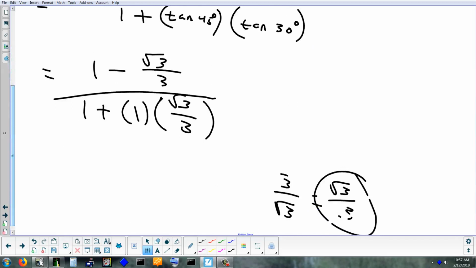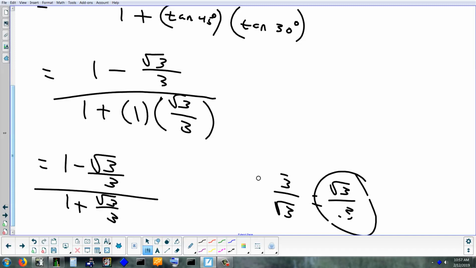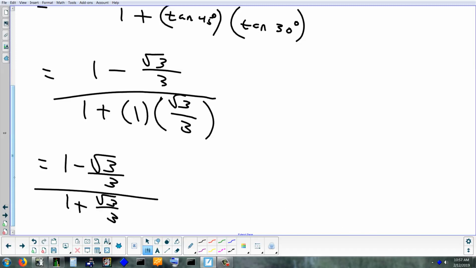So let's see if we can just clean it up a little bit. As far as the trig, that's done. We're just going to try to do a little arithmetic to make this look nicer, so maybe we won't have fractions over fractions. So we have 1 minus the square root of 3 over 3 over 1 plus the square root of 3 over 3. What could I multiply everything by, all 4 terms, so that I wouldn't have any fractions anymore?